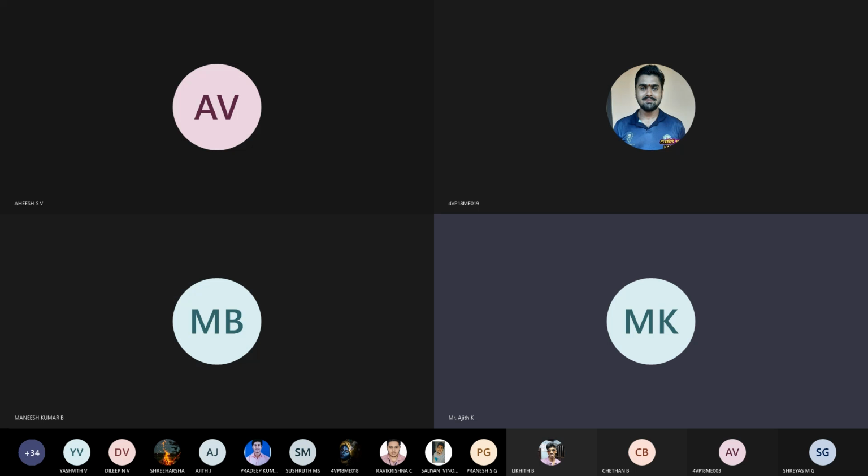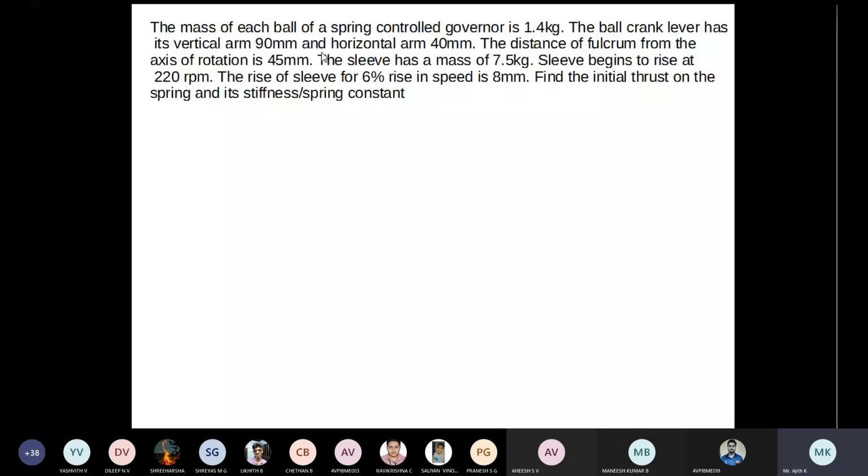First, note down all the given values in the problem. Here in the first sentence, mass of each ball of a spring controlled governor. Actually, in this problem, whether it is Porter governor or Hartnell governor is not given directly, but one sentence is present: it is a spring controlled governor. Spring controlled governor means that it is a Hartnell governor. Since it is controlled by spring, it is understood that the given type of governor is Hartnell governor.